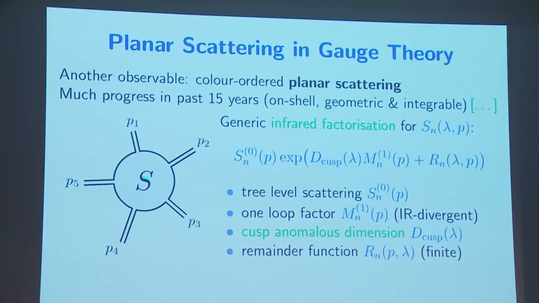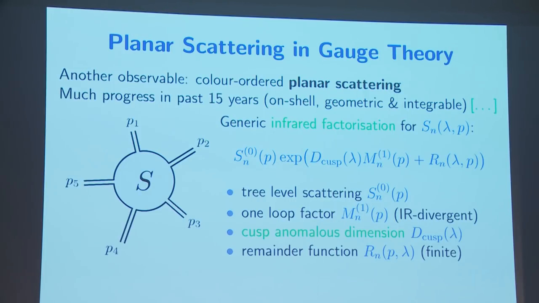One particular aspect of scattering amplitudes is that they have infrared divergences. And there's a certain infrared factorization scheme for such a scattering amplitude. And roughly, schematically you can say the scattering amplitude is given by the tree level times loop corrections, which you can write in some exponential form. And the exponent still has some divergences, but these divergences are just given in terms of the one loop divergence times the cusp dimension. And that's where, again, the cusp dimension plays a role. And once you have removed the divergences, some finite remainder function remains.